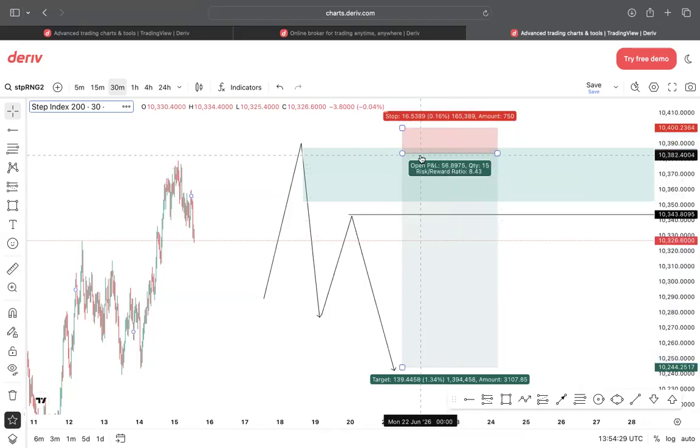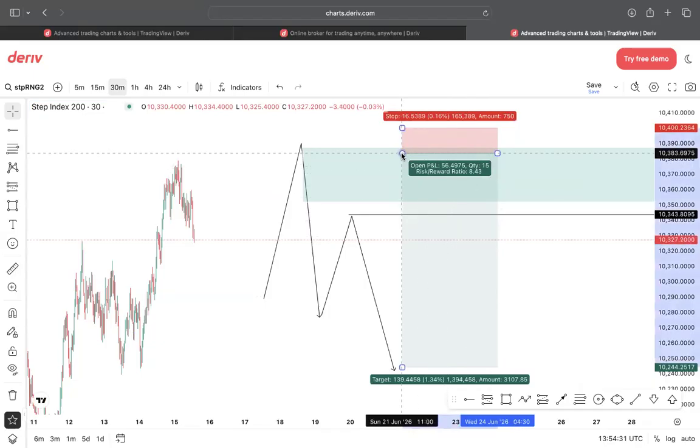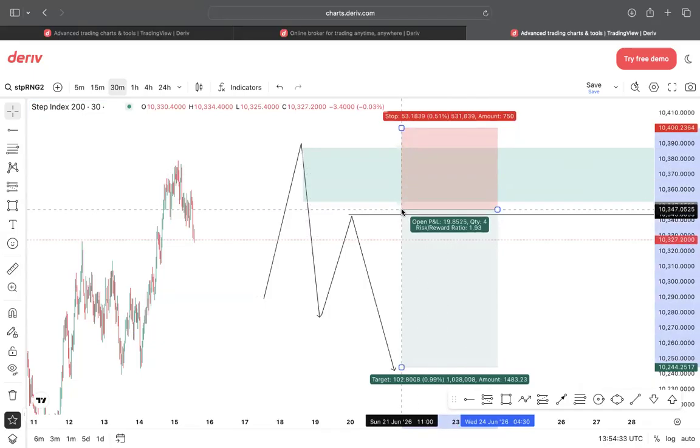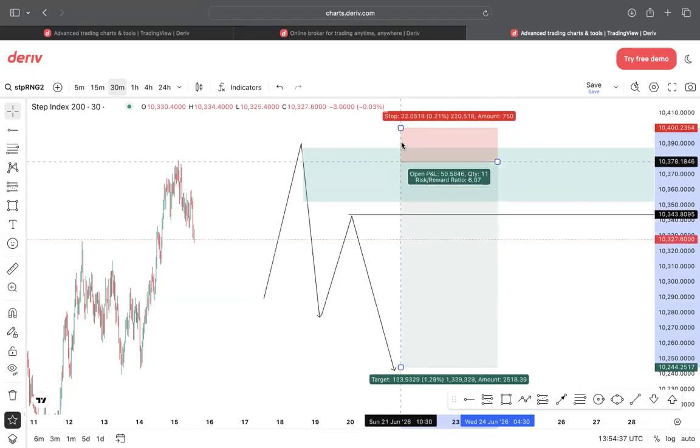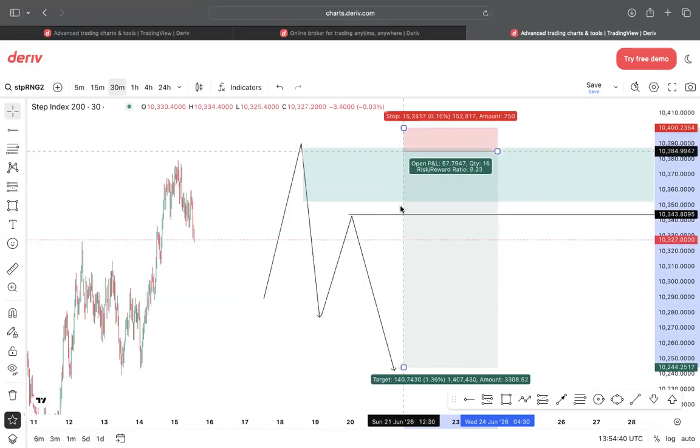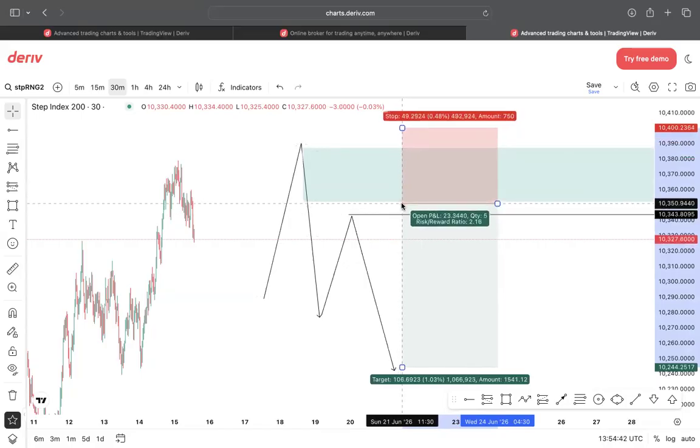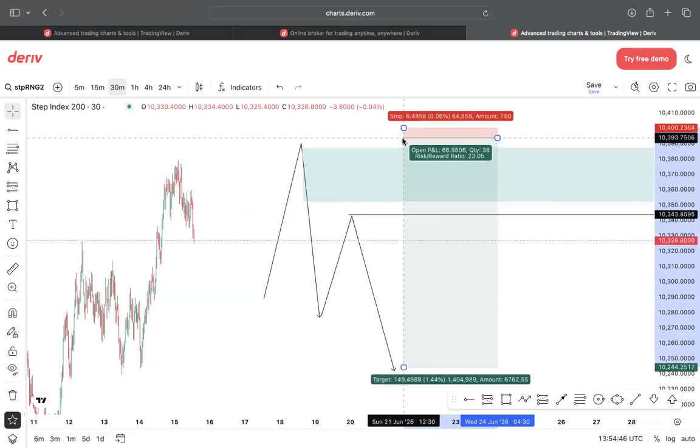You can see that this is more valid. This was not 1:8, this was not even 1:2. But you can see that this is about 1:15. So this was 1:19, but you can see a very good risk to reward ratio.